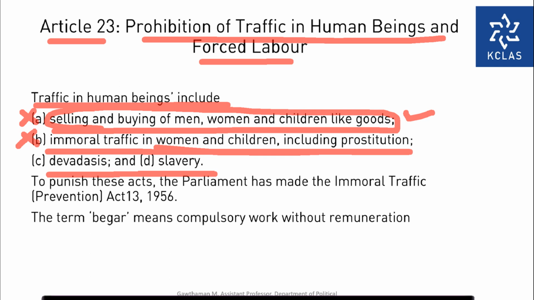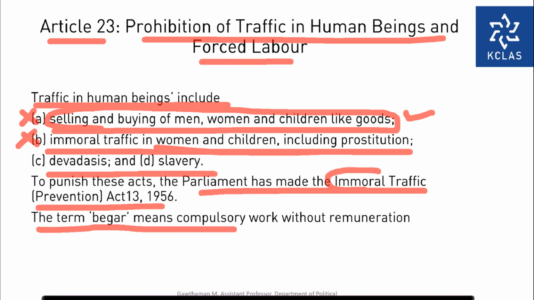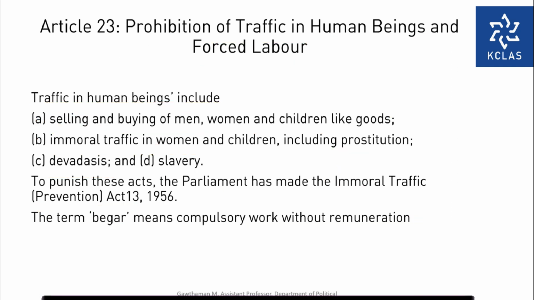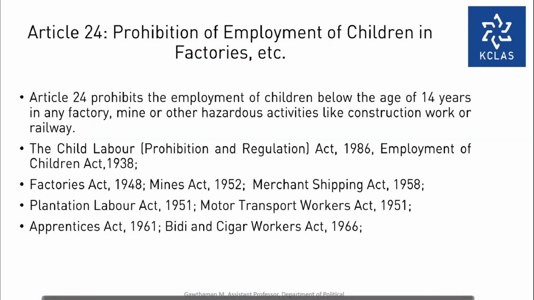To punish these acts, Parliament has made the Immoral Traffic Prevention Act, 1956. Very important, because it is not only through the Constitution that we are dealing with this. Taking the Constitution as the base, we are framing rules, regulations, policies and laws to safeguard the people from exploitation. The term begar means compulsory work without remuneration. That is also prohibited in India. It is also considered exploitation.